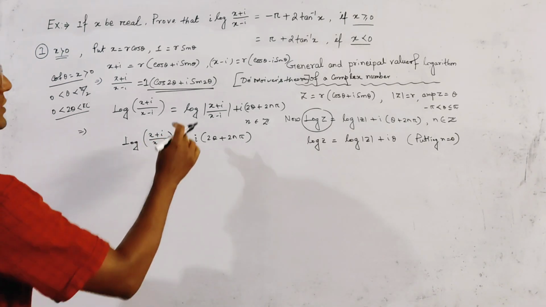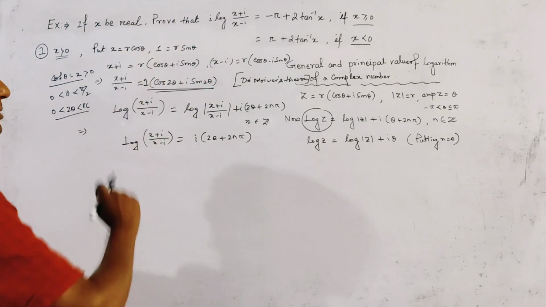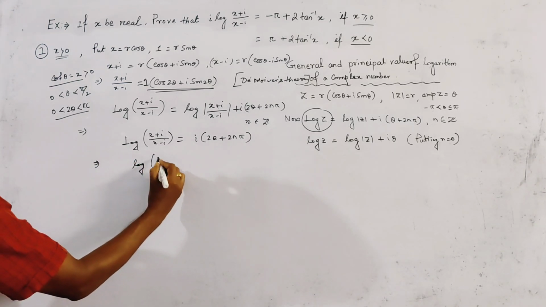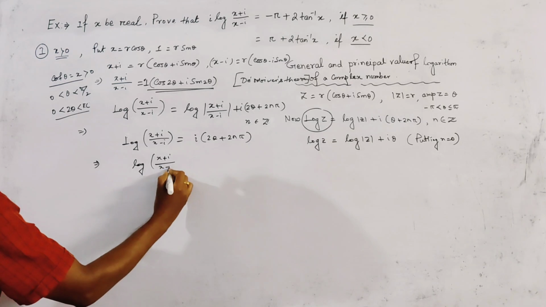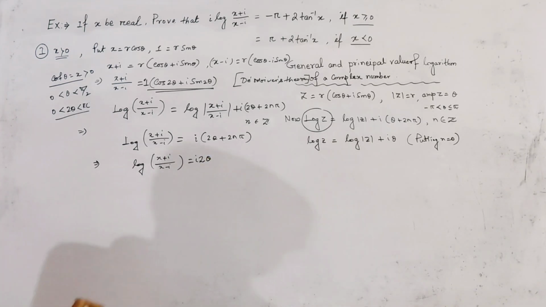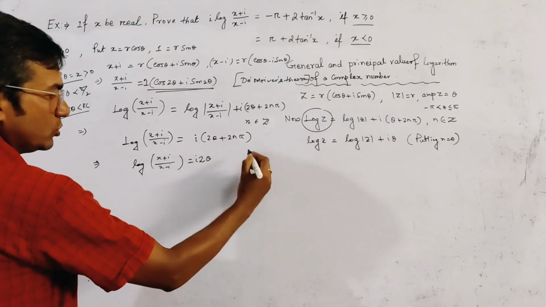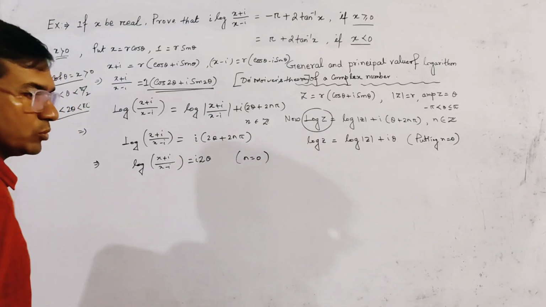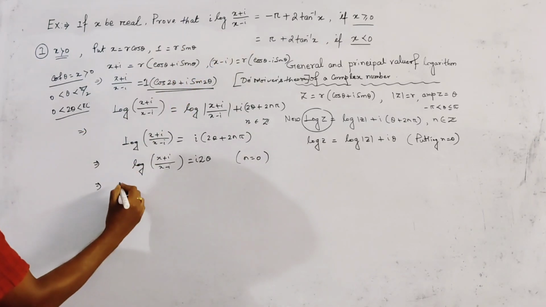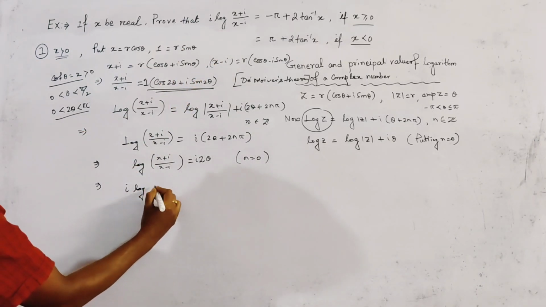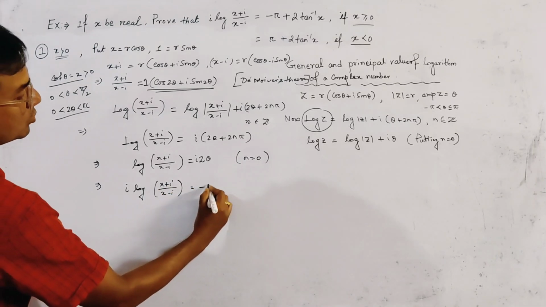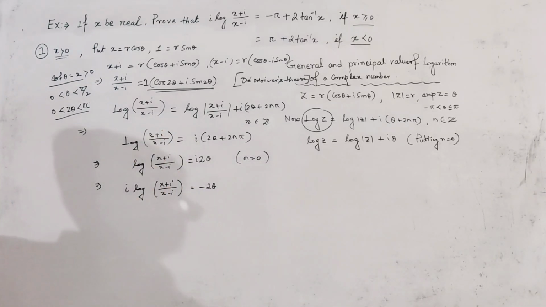Now we have to find the small log of (x + i)/(x − i). So we get the principal value: log of (x + i)/(x − i) is equal to 2θ into i, because we put n equal to 0. And from this expression, we get i log((x + i)/(x − i)) equal to −2θ. We get this value.